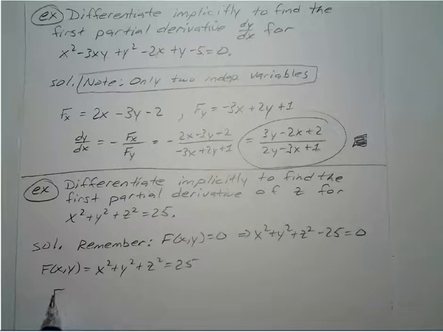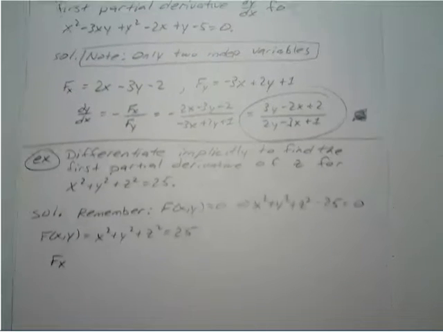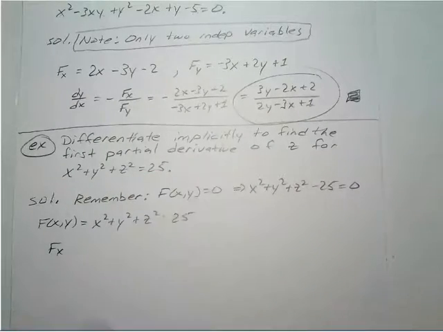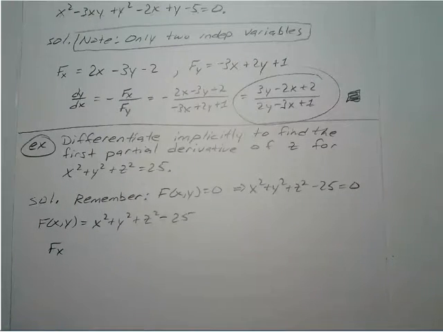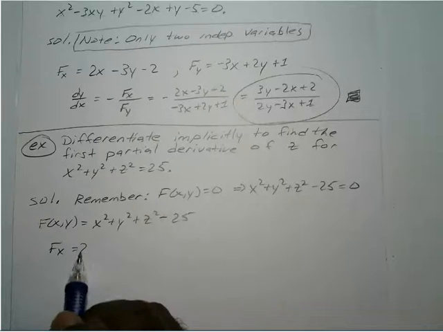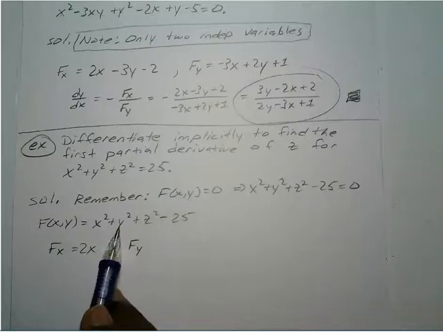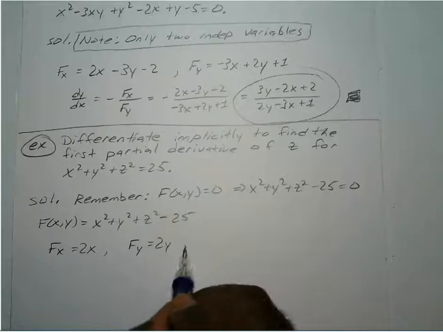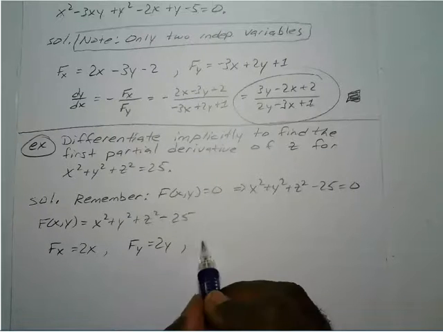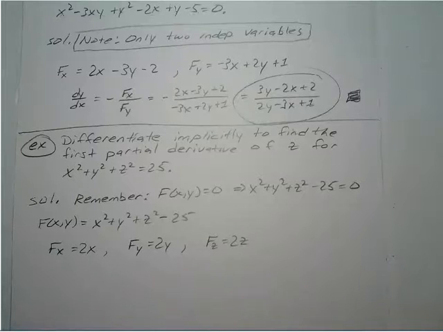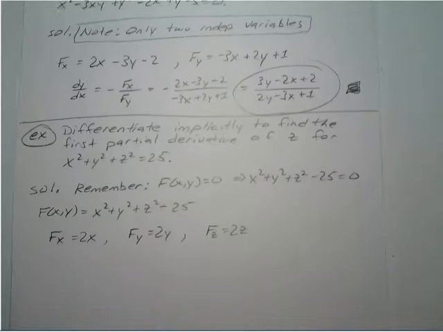Okay, so the partial with respect to x is 2x. The minus 25 is a constant, sorry about that. Writing a little, there we go. So you have 2x. Partial with respect to y, 2y. The partial with respect to z is 2z. And that's all we would need there.